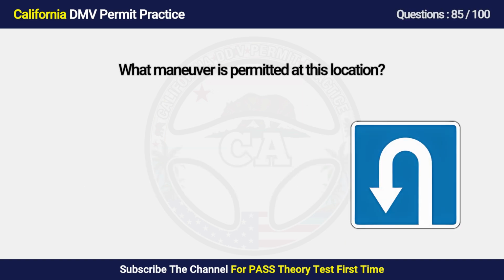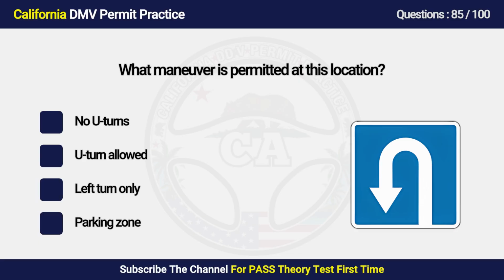Question 85. What maneuver is permitted at this location? A. No U-turns. B. U-turn allowed. C. Left turn only. D. Parking zone.